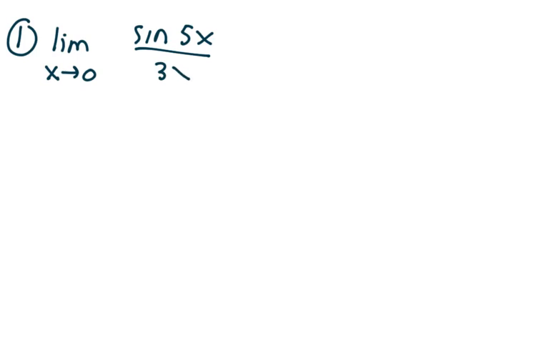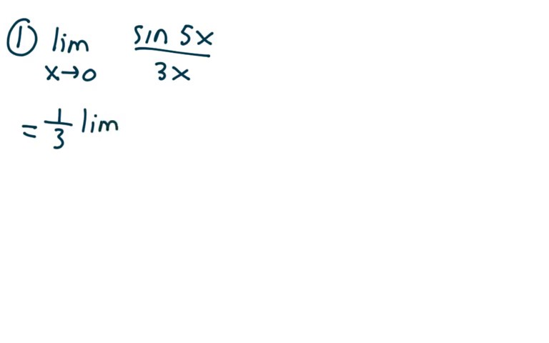Let's take a look at example 1. So if I take the limit as x goes to 0 of sine 5x divided by 3x. Well, I'm looking at the argument for sine as 5x, but the denominator is 3x. And so the argument and the denominator don't match. And so what I'm going to do is I'm going to take a third out, right? Because that 3 is in the denominator.